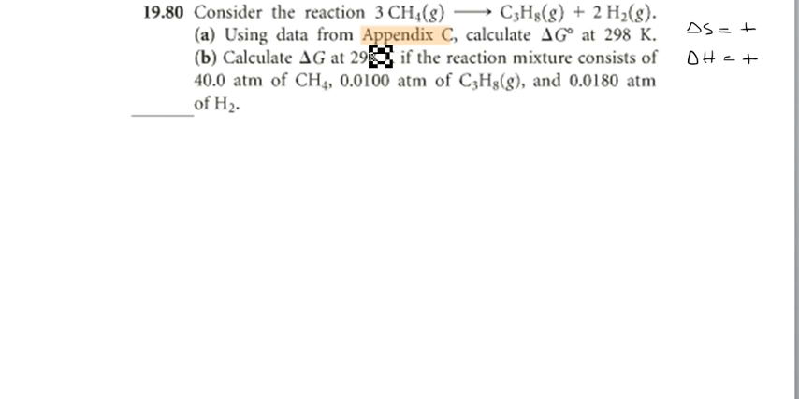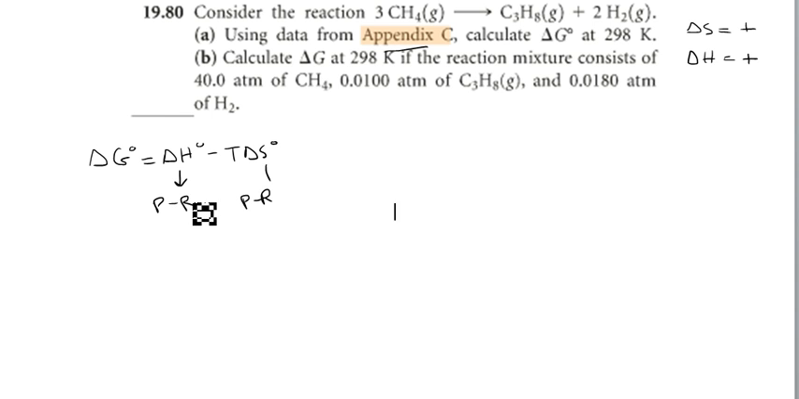It's saying to use data from Appendix C to calculate delta G standard. So you can find delta G standard two ways. You can find delta G standard by using delta G standard equals delta H standard minus temperature times delta S standard. And then you individually do products minus reactants for the delta H and products minus reactants for the delta S, and then plug it into this equation.